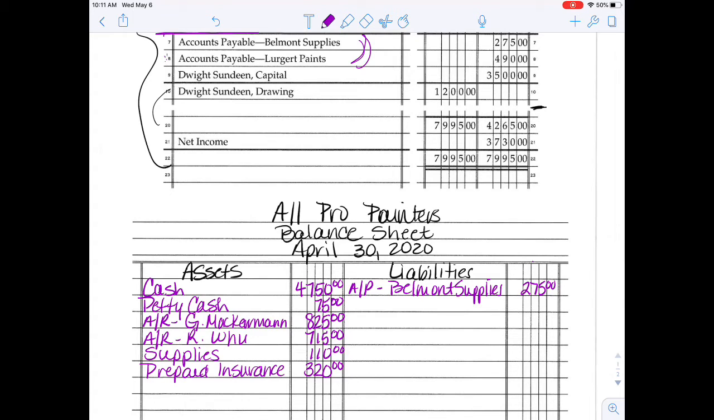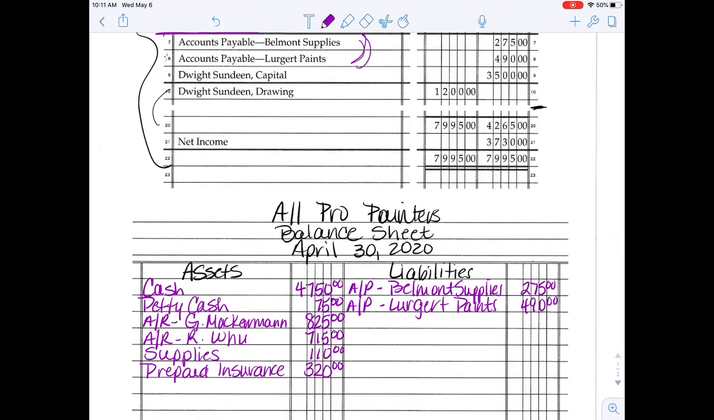It's not a debit and credit. They're just an adding column. Okay, so there is no debit and credit here. We know that this $275 is credit because it's an accounts payable. But on the balance sheet, we don't really worry about that part right now. Okay, now we have Lurgent Paints that we owe. And we owe them $490.